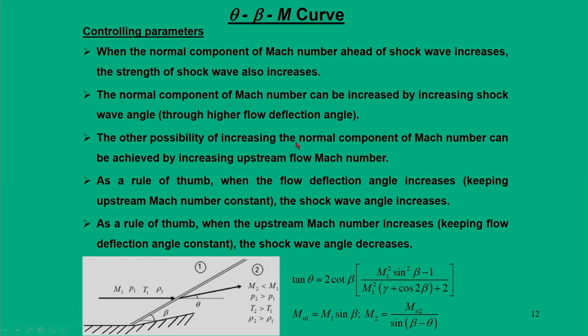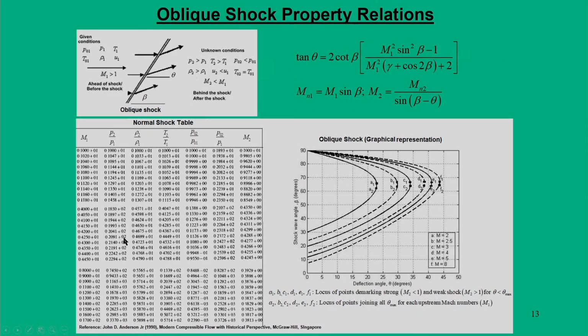The other possibility of increasing the normal shock Mach number is by increasing the upstream flow Mach number. As a rule of thumb, when the flow deflection angle increases, keeping the upstream Mach number constant, the shock wave angle increases. Similarly, as a rule of thumb, when the upstream Mach number increases, keeping the flow deflection angle constant, the shock wave angle decreases. We will solve some problems with this conclusion to get a feel for it.